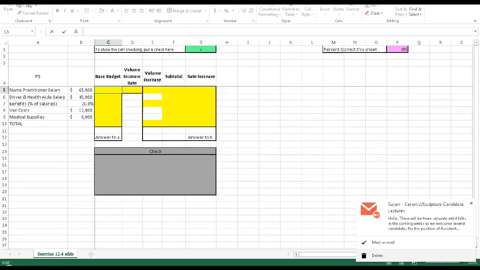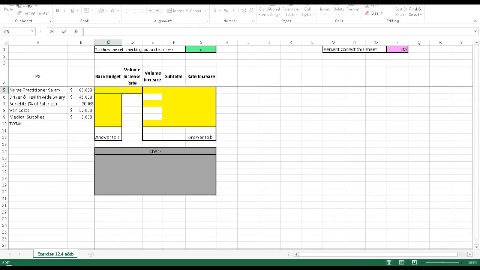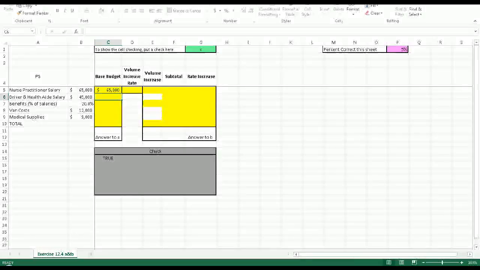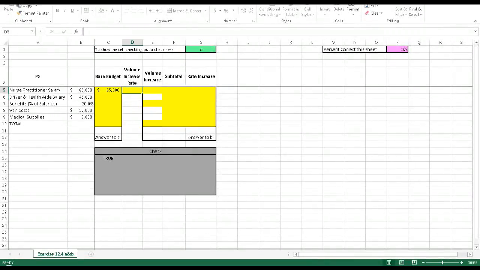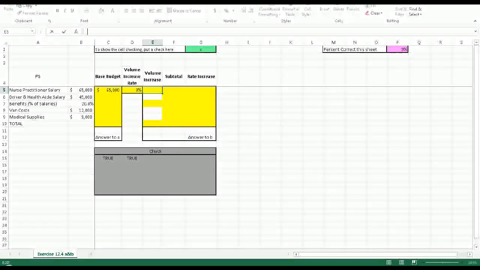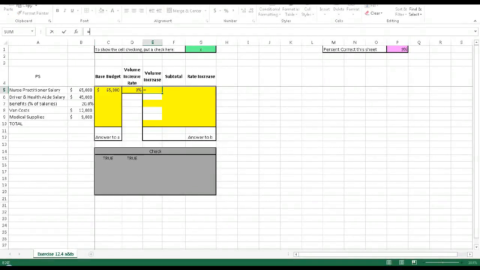And like here, the baseline budget right now is just simply whatever this is, and so we can go and we can say, you know, just copy that and goes right down the line here. Your volume increase rate is given at 3%, and so I want to know what that volume increase rate looks like. Simply this times this.